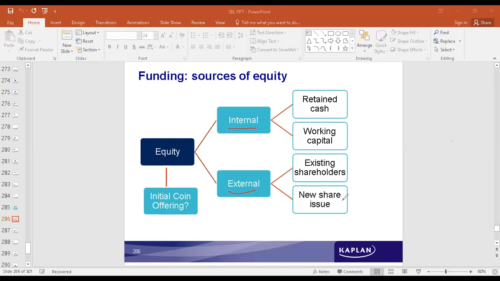Initially it is IPO, later on it is FPO. So that is how funds can be raised that can be used in the business.